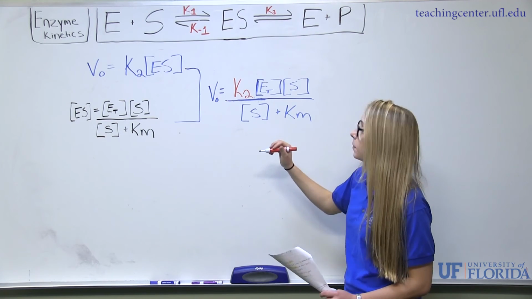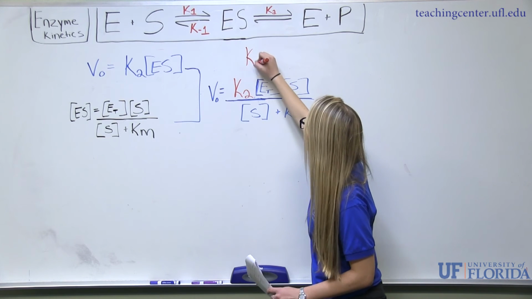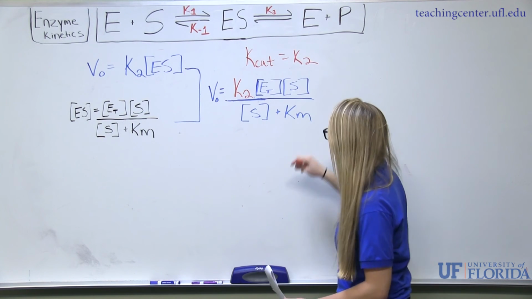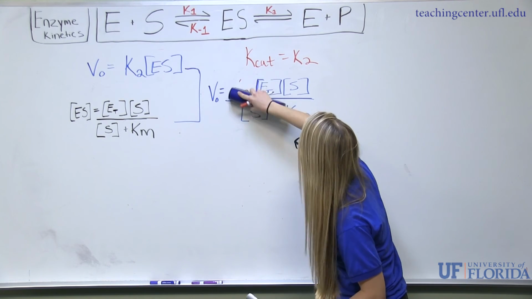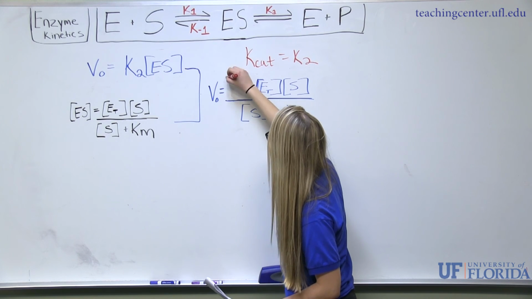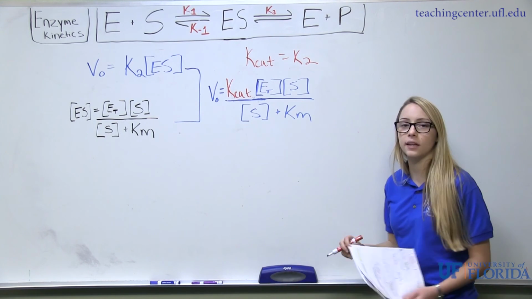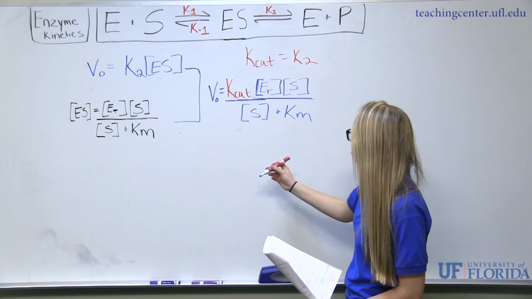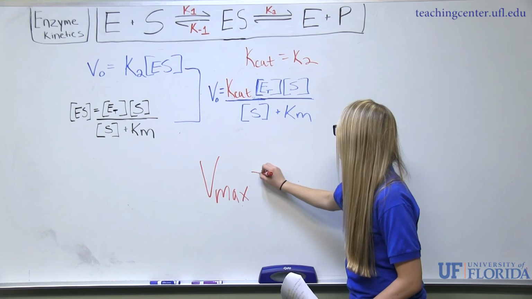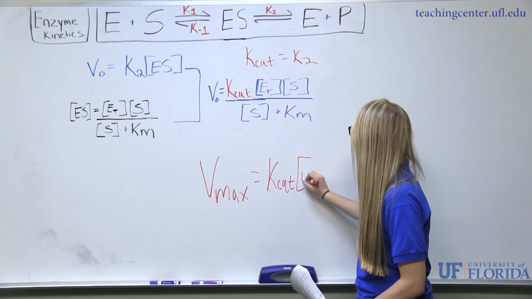So the next step would be to add Kcat. So what do we know? We know Kcat is equal to K2 during general catalysis. So we can simply just take that out and put Kcat in there. So our last step to deriving the Michaelis-Menten equation would be to plug in Vmax. So Vmax is equal to Kcat times enzyme total.